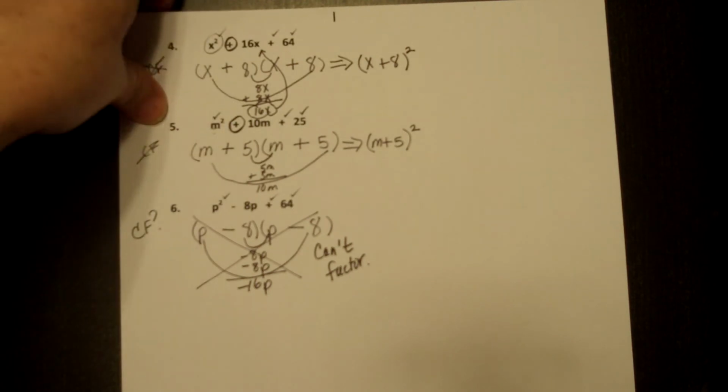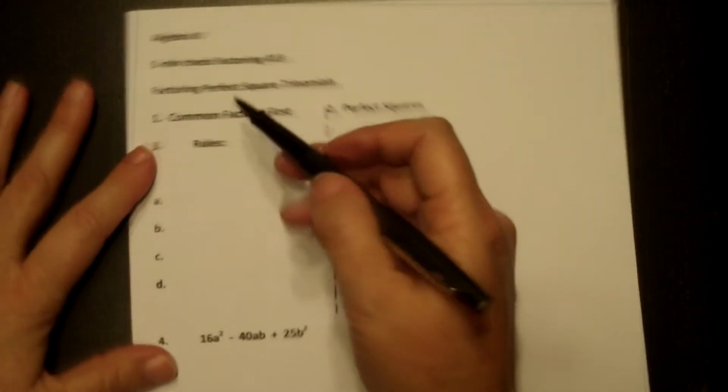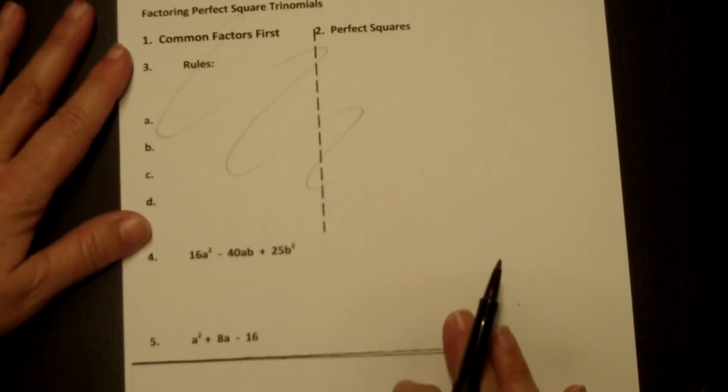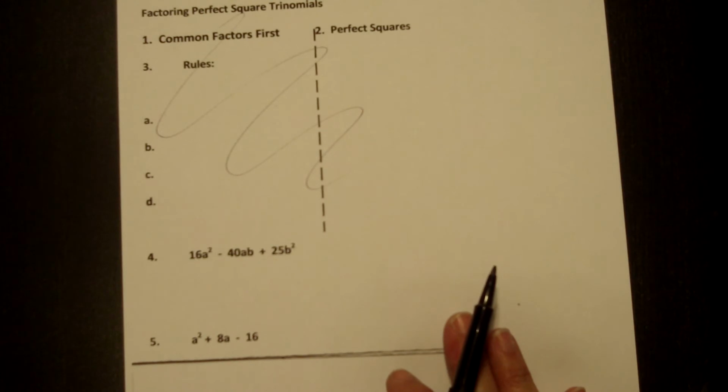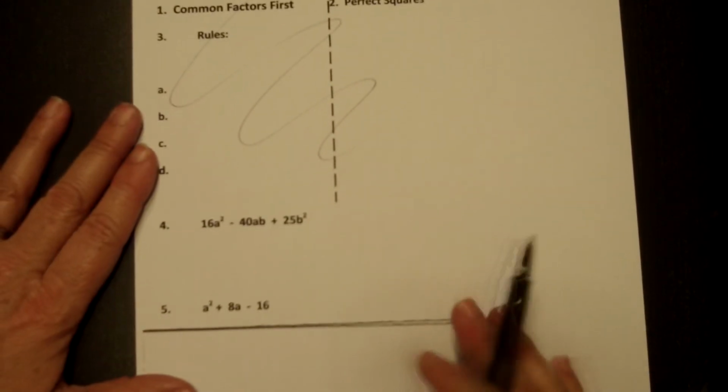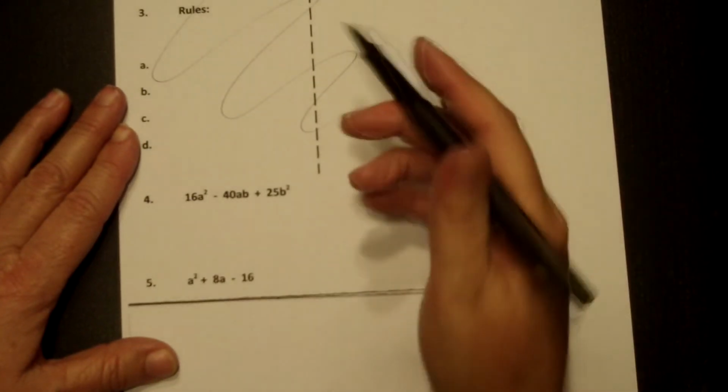Okay, let's look at a few more because I don't know that that's really enough for me to go over. So let's go to 5-minute check number 13, and you've got the rules and everything on the other paper, and you know what the perfect squares are by now. So let's go to number 4 on that page.